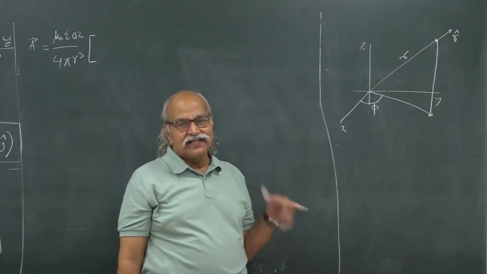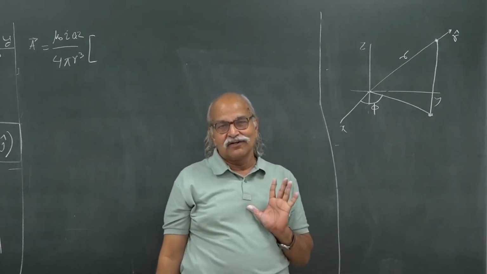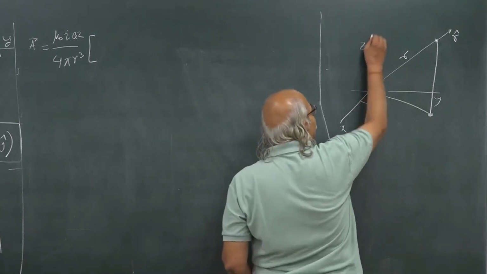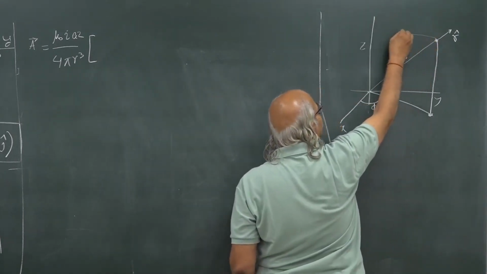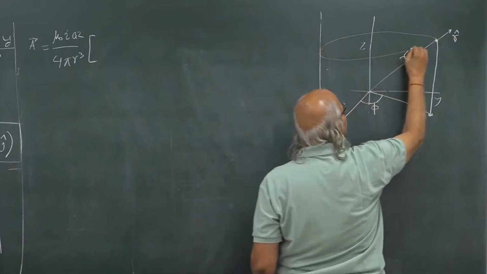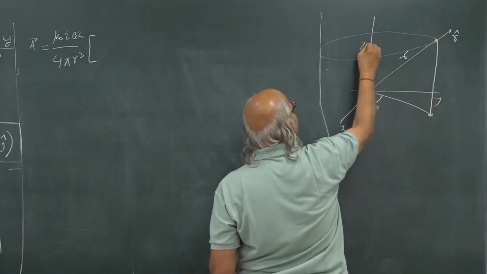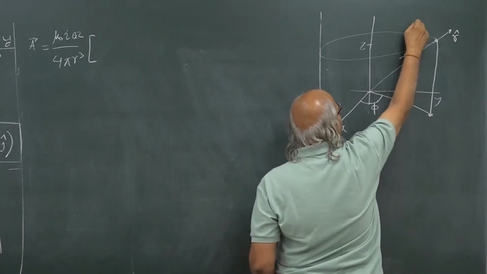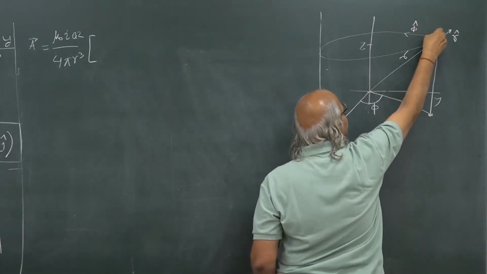This phi is same as the phi in our cylindrical coordinate, essentially. This is z axis, and if you draw a circle here with this z axis as the axis, then this is phi cap direction. Here this is phi cap direction.